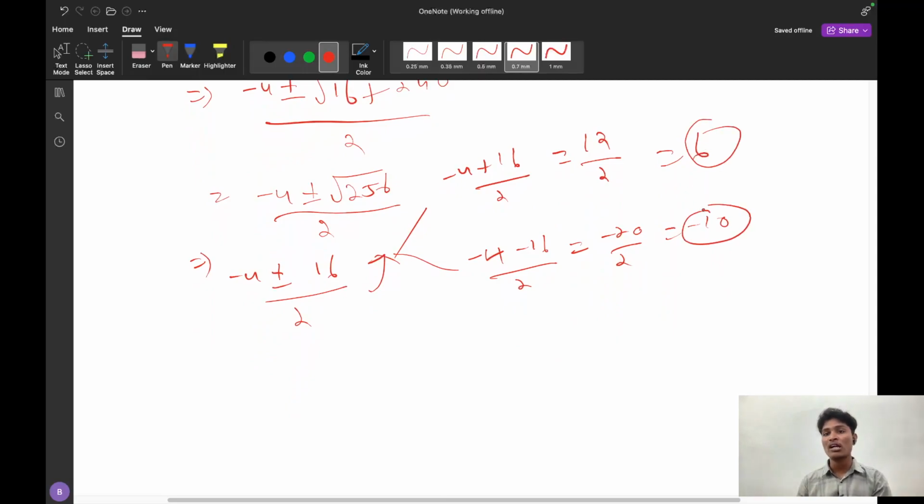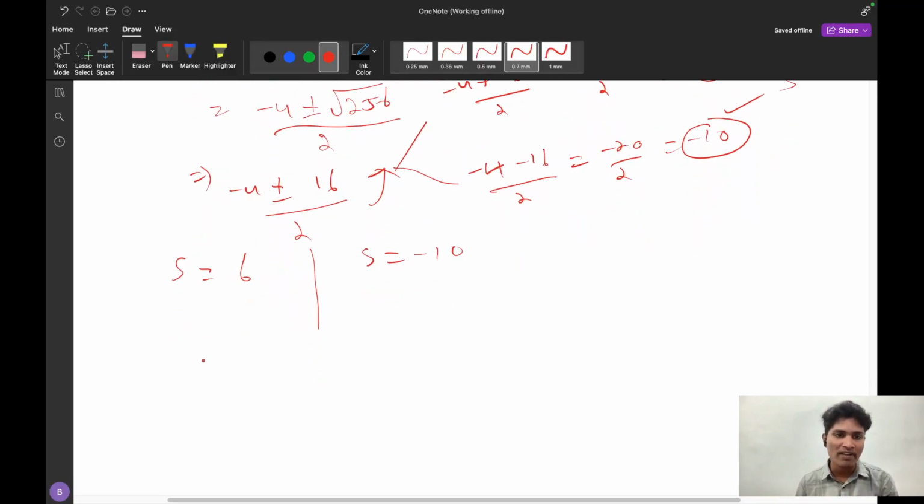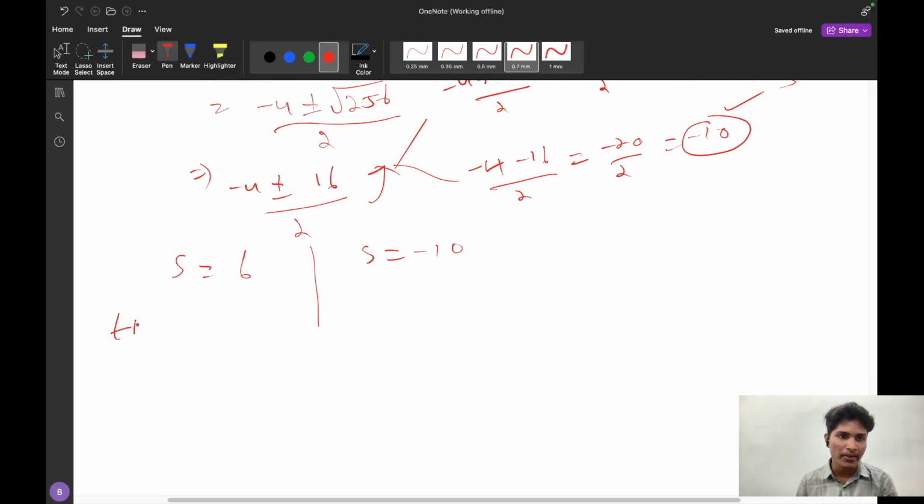The question is not completed because this is a value of s. And what is s? Suppose I take s equal to 6 and s equal to minus 10. First of all, what is the value of s? s is t plus 1 by t, which is equal to 6. I can take one value equal to minus 10, and I can simply substitute s equal to 6.